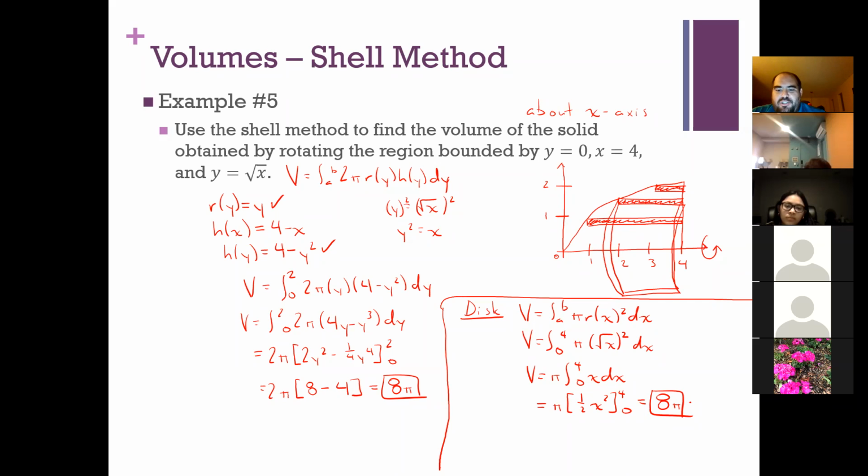So now that I've introduced that other approach with the disk method, any questions on either one of those two different approaches? Okay.